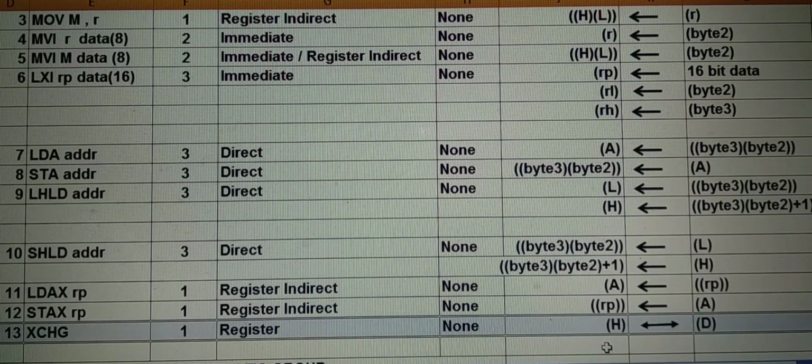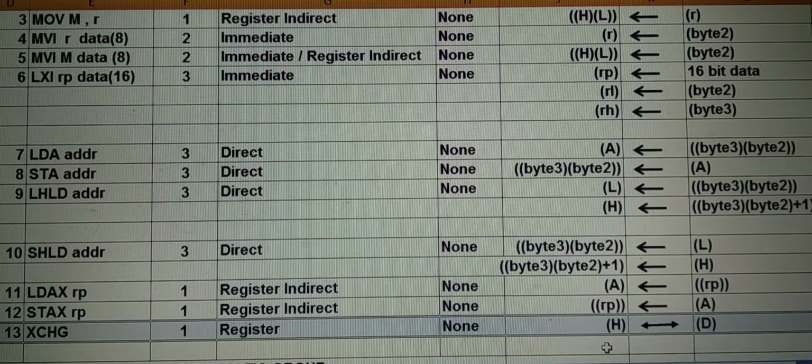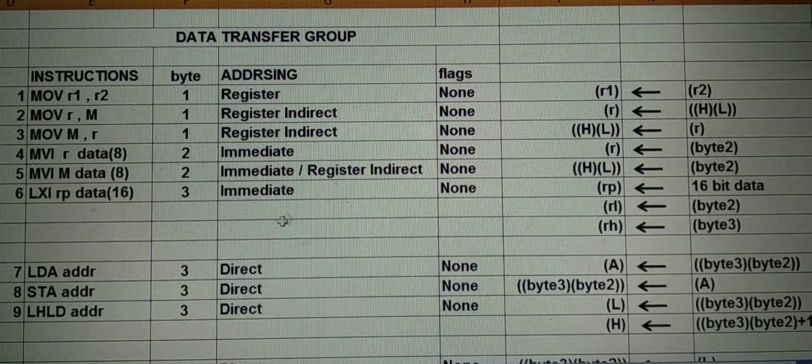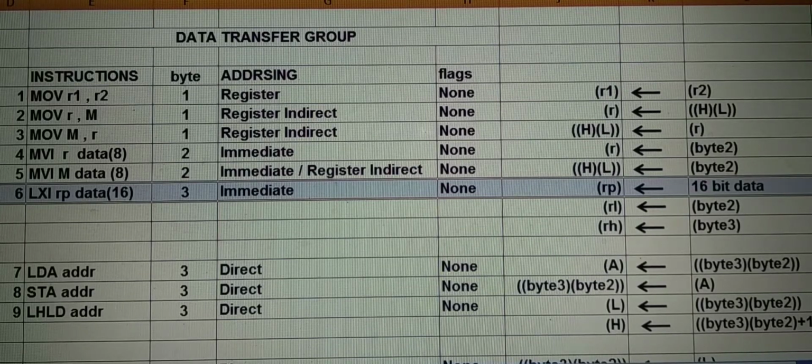Some specific instructions are used for specific purposes, which I will tell you. Generally, LXI RP is used to point to the memory location when the letter M is used. First you have to take the data to a register pair, and after taking the data to the register pair, that register pair can be used to point to the memory location.